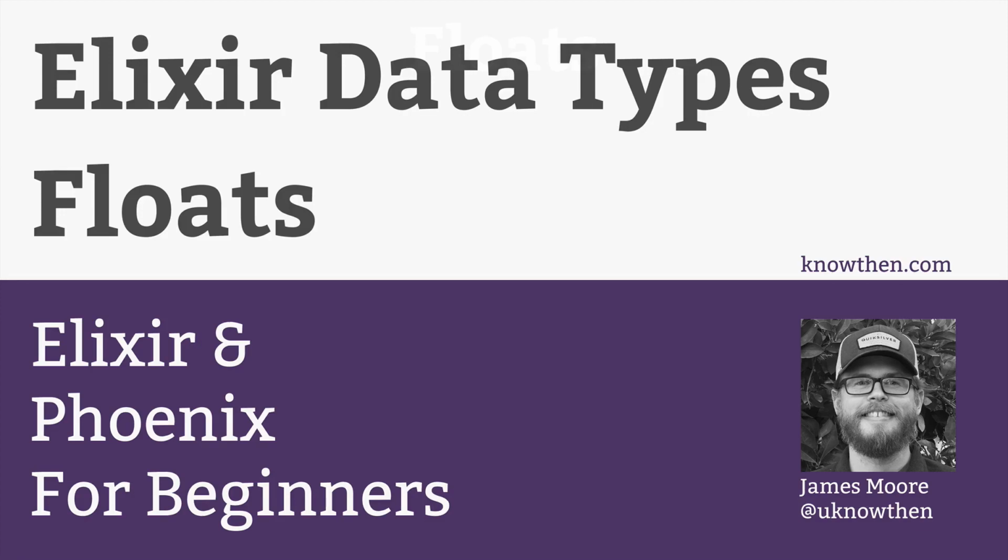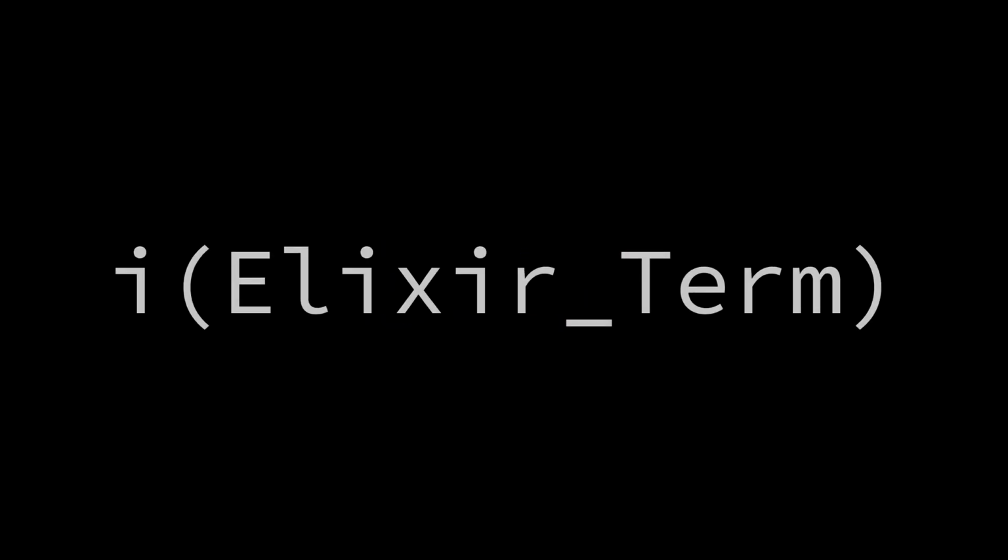The next basic data type we'll look at is the float. Floats must have a decimal in the number somewhere, and there must be at least one digit following the decimal. So let's use the i helper function again to show more information about a float.